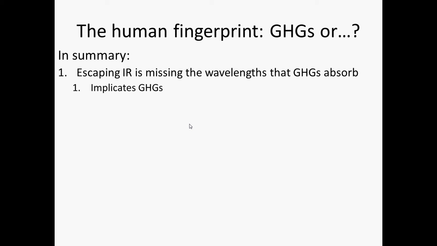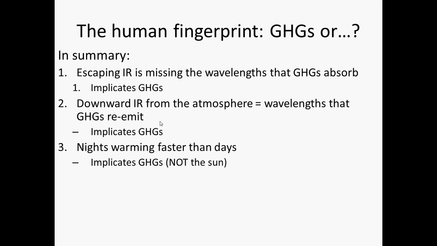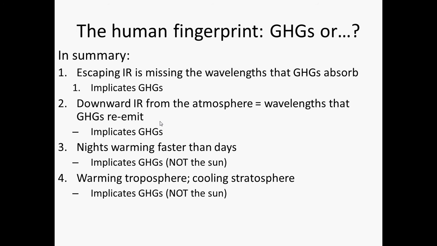So in summary here, how do we know it's greenhouse gases? The first thing being that escaping infrared is missing the wavelengths that greenhouse gases absorb. This implicates greenhouse gases. So the downward infrared getting radiated from the atmosphere to the ground is happening at the wavelengths that greenhouse gases re-emit at. So this also implicates greenhouse gases. We're also seeing nights warming faster than days, so this is implicating greenhouse gases, not the sun. If it was the sun, we might be seeing days warming faster than nights, you would expect. And then we see this warming troposphere and cooling stratosphere, which again implicates greenhouse gases, and in particular not the sun.